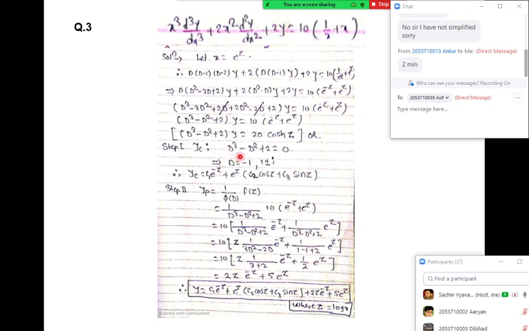So step 1, for yc, we take D cube minus D square plus 2 equal to 0, and the roots come out as minus 1 and 1 plus or minus i. So yc will be c1 e raised to minus z plus e raised to z times c2 cos z plus c3 sin z, because of those roots.